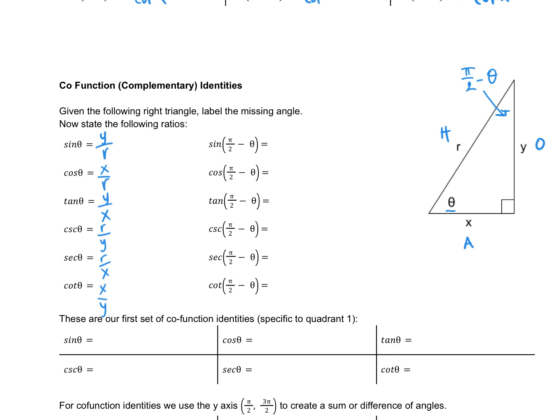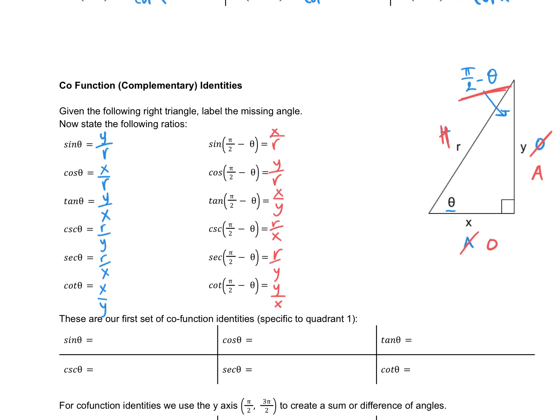I'll do the same thing when I use pi over 2 minus theta as my reference. Now x is opposite and y is adjacent. The hypotenuse is still r. So opposite over hypotenuse will be x over r. Adjacent over hypotenuse will be y over r. Opposite over adjacent will be x over y. And then for my reciprocals, r over x, r over y, and y over x.